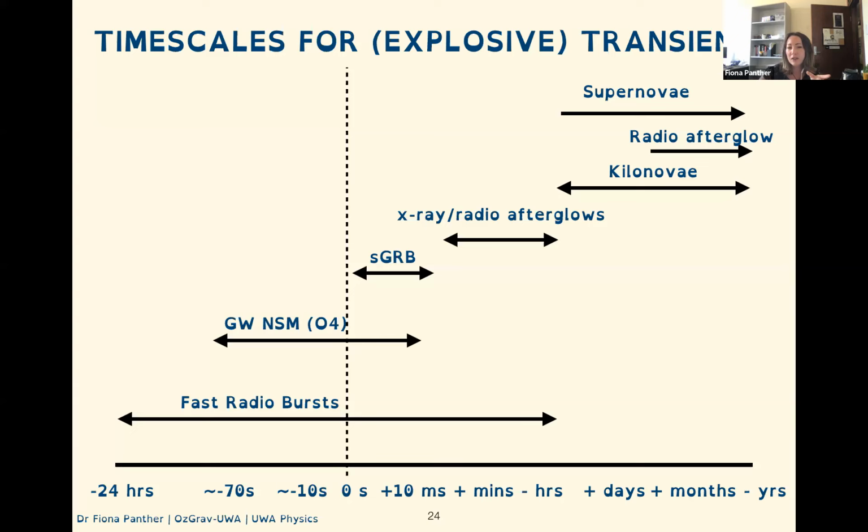Could these be connected to fast radio bursts? There are some models that suggest maybe. So maybe you see an FRB 24 hours before the neutron star merger or several hours afterwards. Anywhere in that time window, there are models that could explain it. Immediately following, you've got your short GRB. You've got the possibility of X-ray and radio afterglows, and then you get your kilonovae and your very long-lived radio afterglow following it.